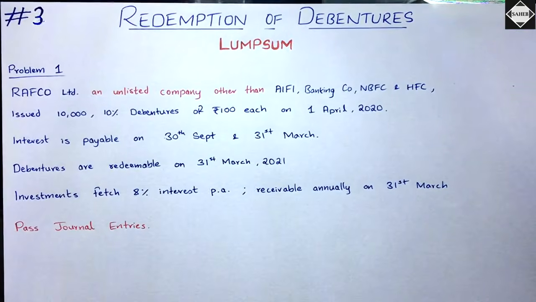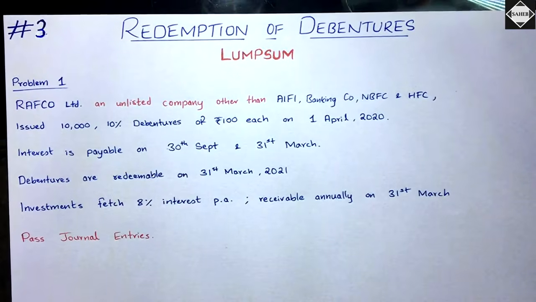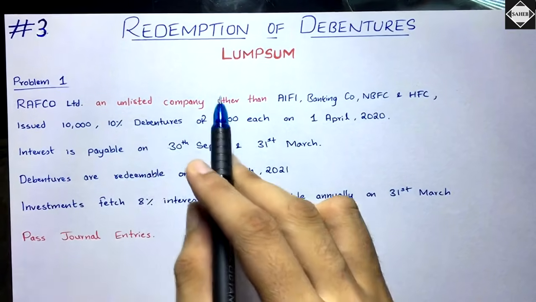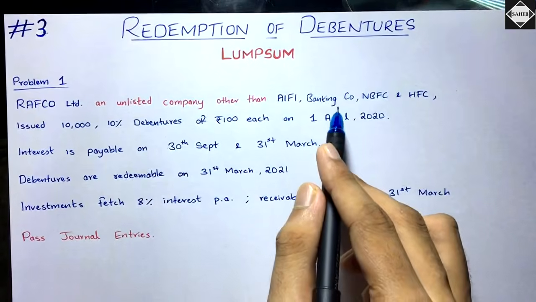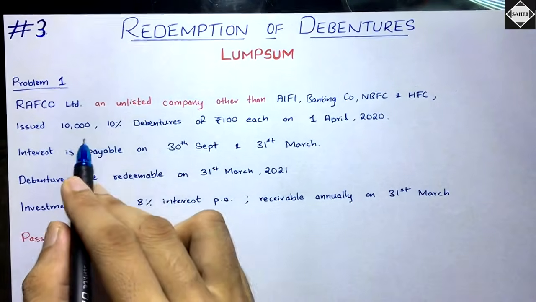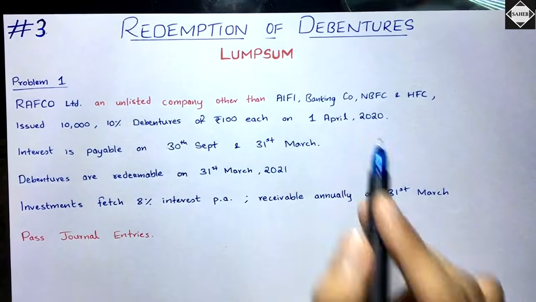Now let's get back to this video and let's solve this question. Now here we have the question. Let's go through it once. Let's try to understand what is happening over here. Now as you can see here, RAFCO Limited, an unlisted company other than AIFI, banking company, NBFC and HFC, issued 10,000 10% debentures of rupees 100 each on 1st April 2020.